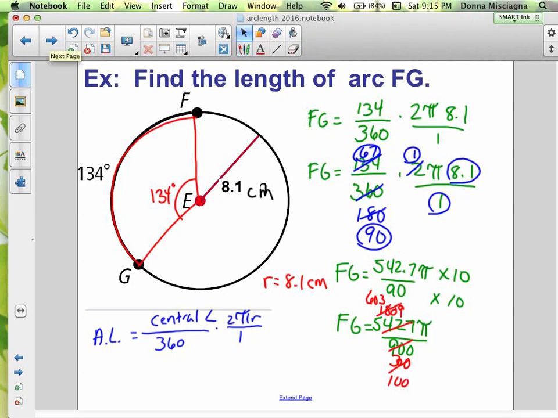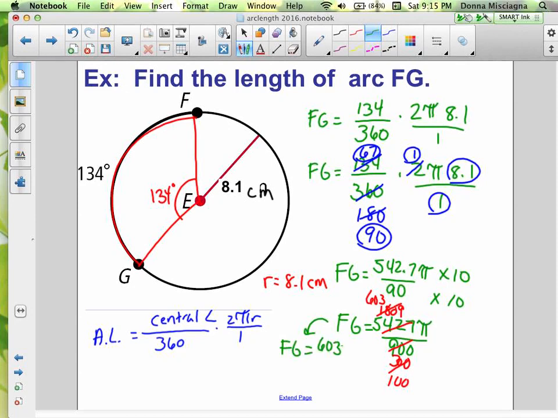So the measure of arc FG is going to be 603 pi over 100, and that is in centimeters. So this was our tricky problem. All right, make sure you put this one in your notes, and if you need me to pause, no problem, I'll pause for you.